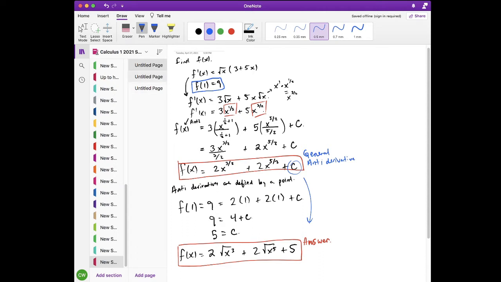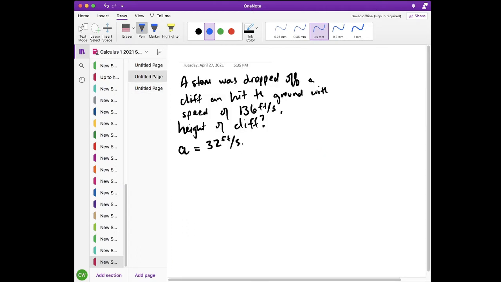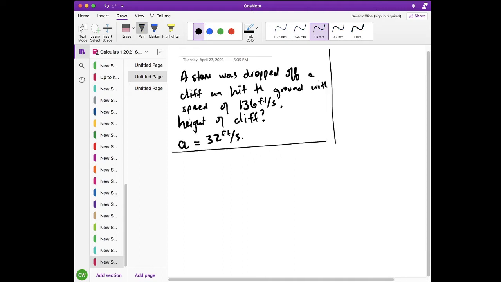Okay, so let's do another one that was asked. We have a stone that is dropped off a cliff and hits the ground with a speed of 136 feet per second. So the question is, how high is the cliff? This is just understanding the relationship between speed, acceleration, and velocity. So before even attempting the problem, let's just review some derivatives.